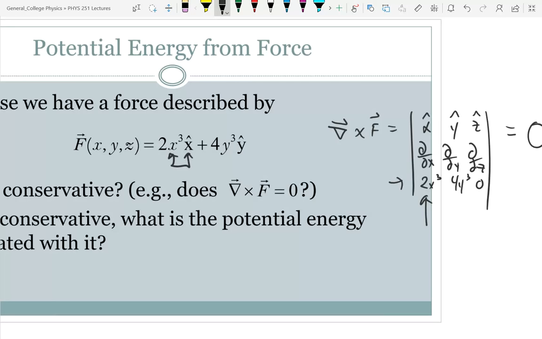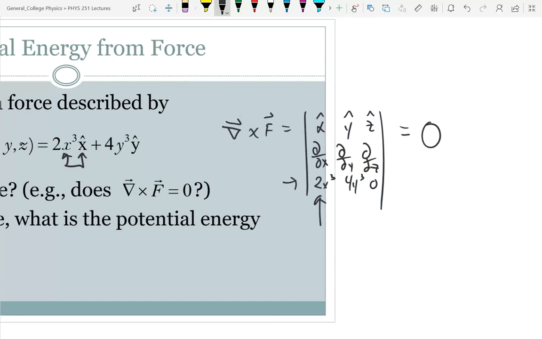If it's not that way, it doesn't have to be non-conservative. You can't say, oh, there's a y in my x hat direction, it's not conservative. Because if you have an x in the y hat direction, you could have the two work out to still be conservative.